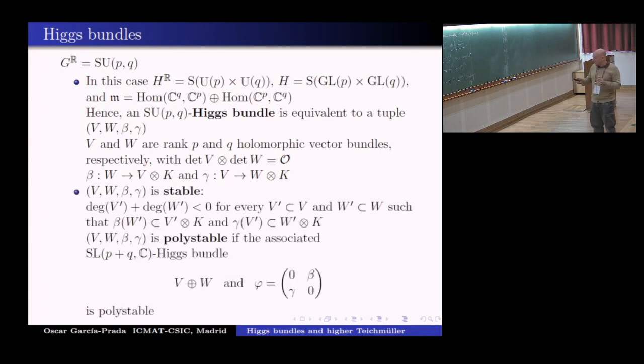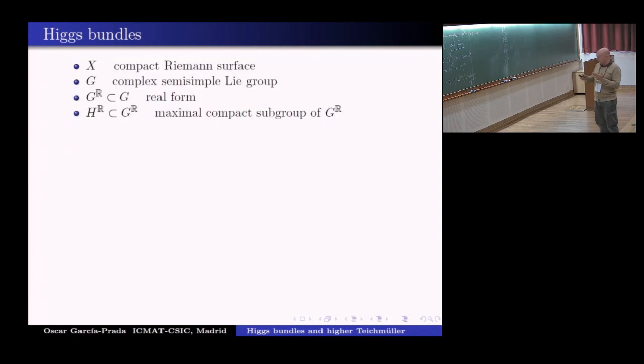And now you can formulate a stability, and it's just the usual friendly condition that the degree of V prime plus the degree of W prime is less than 0 for every V prime in V, W prime in W, such that W prime goes to V prime by beta and V prime goes to W prime by gamma, right? And so again here, as I said, the theory reduces to maximal parabolic subgroups. You don't have to deal with other parabolic subgroups. And polystability in this can be described by realizing that to this tuple, oh dear, what am I, sorry.